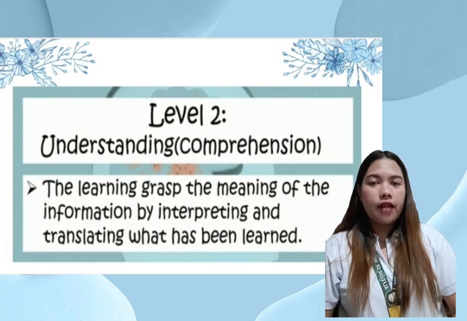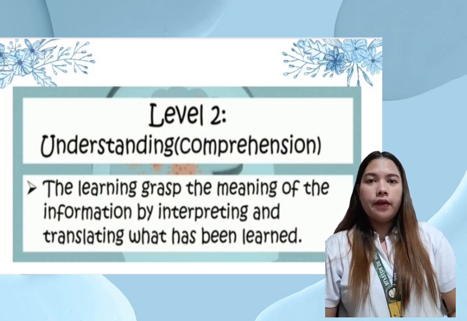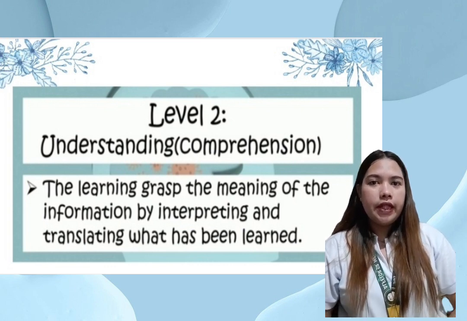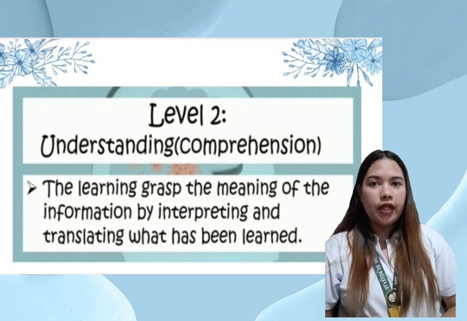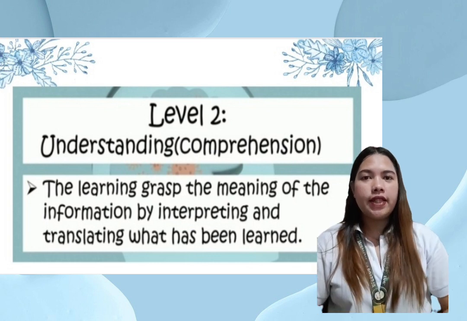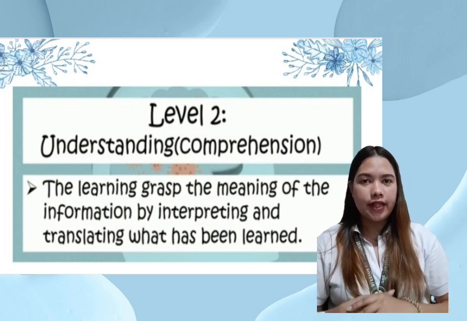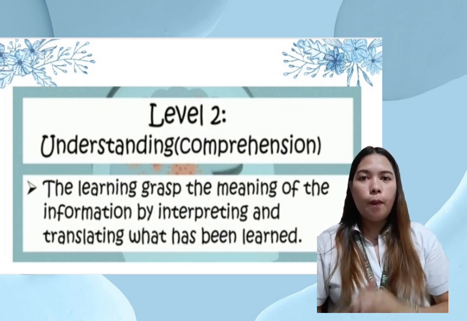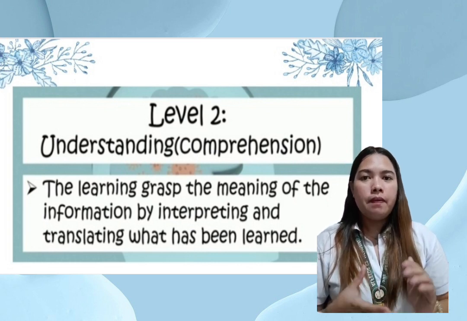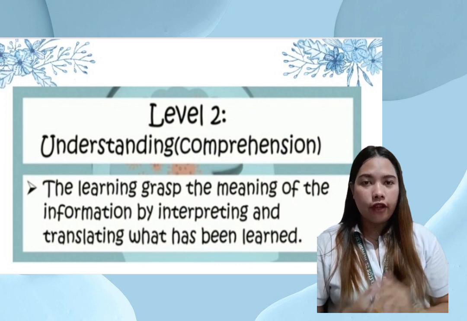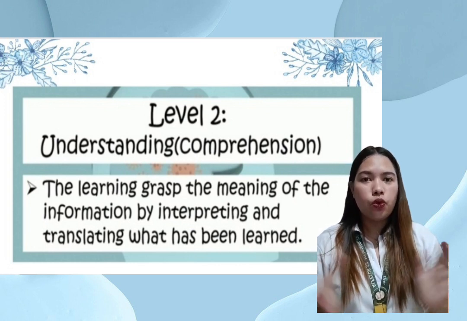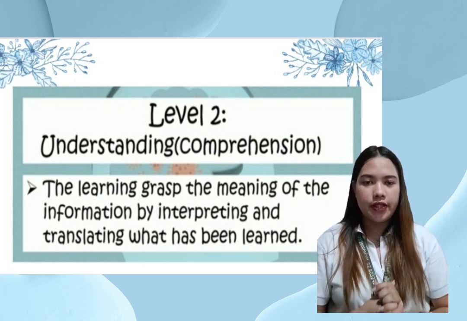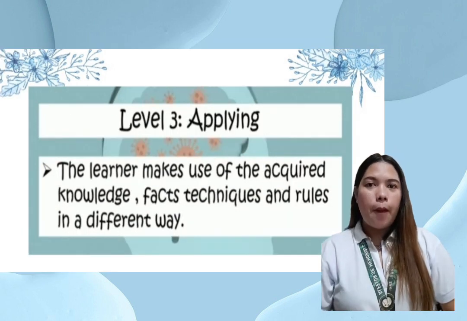Level 2, understanding or comprehension. The learner grasps the meaning of the information by interpreting and translating what has been learned. So the second level is called understanding. This happens when the student does not just remember, but really understands. For example, in exams, some teachers change the terms or definitions to measure if the learners really learned. Level 3, applying.